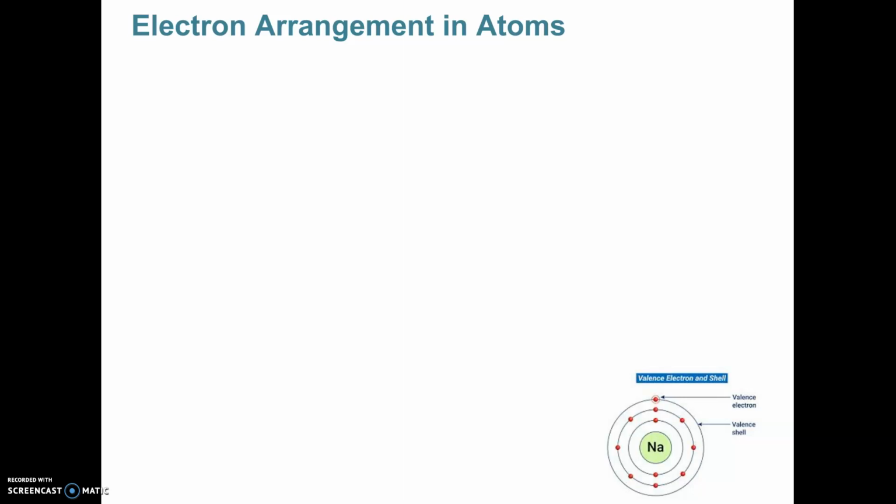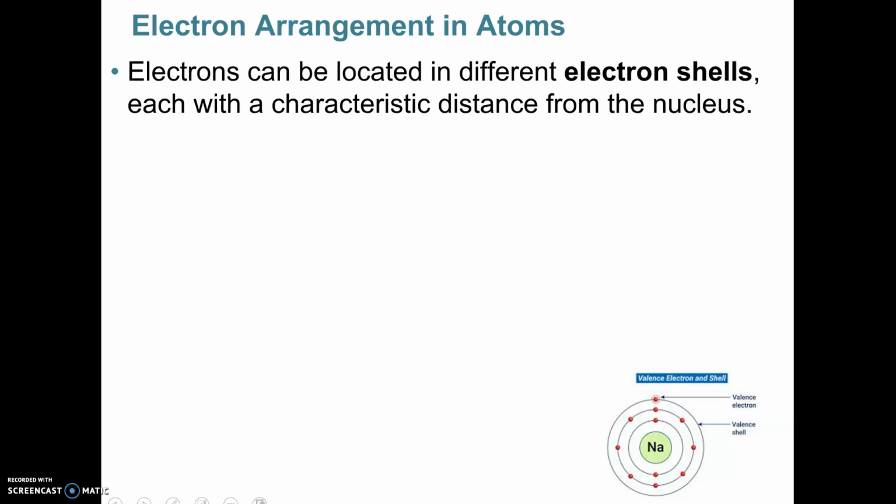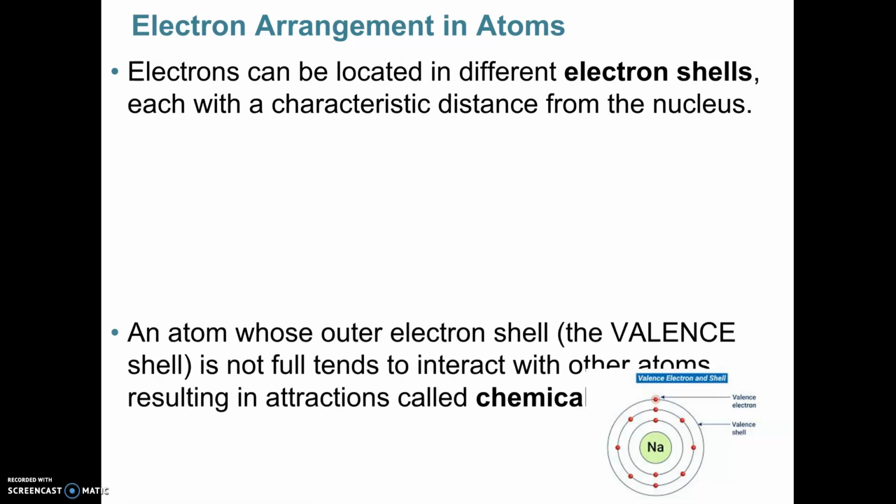All right, so in this section, we're going to talk about how the electrons are arranged in atoms. We've been talking about isotopes and protons and atomic number and mass number. So now we're going to talk about electron arrangements. The electrons are located in different levels. Sometimes they're called shells. You may have learned this before.